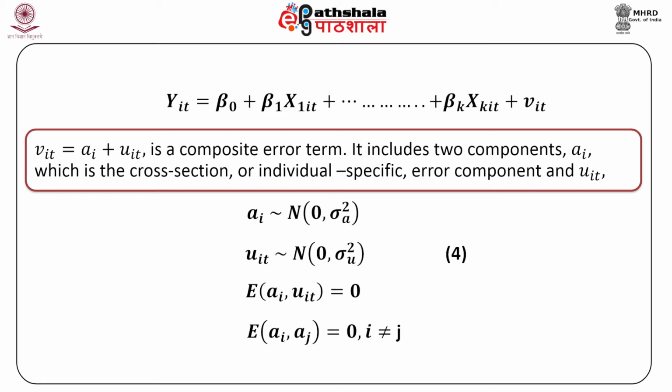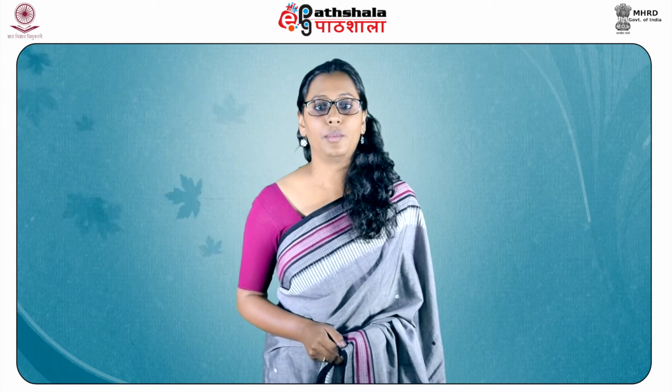It includes two components: a_i, which is the cross-section or individual-specific error component, and mu_it, which is the combined time series and cross-section error component. Note that a_i is normally distributed with mean 0 and variance sigma squared a. Mu_it is normally distributed with mean 0 and variance sigma squared mu. The expected value of a_i mu_it is equal to 0, and the expected value of a_i a_j is equal to 0, i not equal to j. That is, the individual error components are not correlated with each other and are not autocorrelated across both cross-section and time series units.